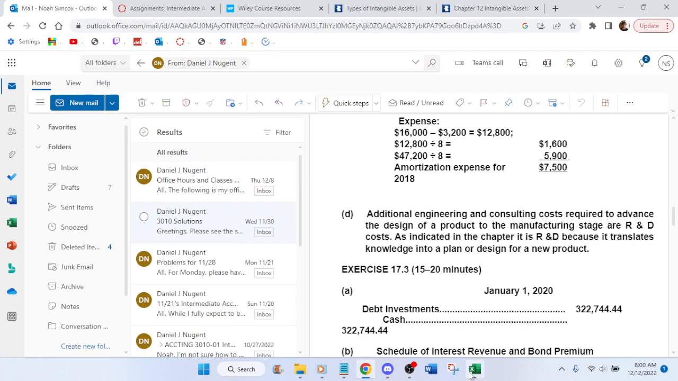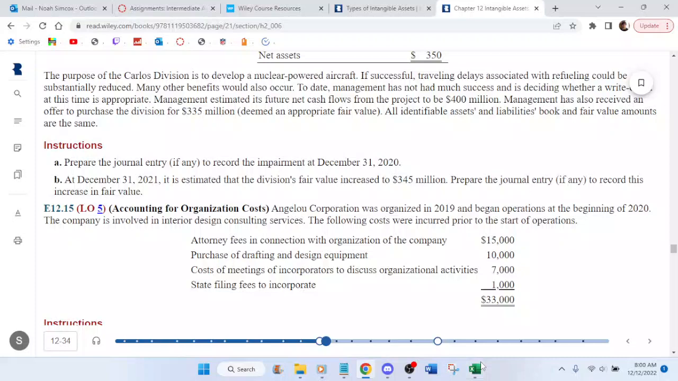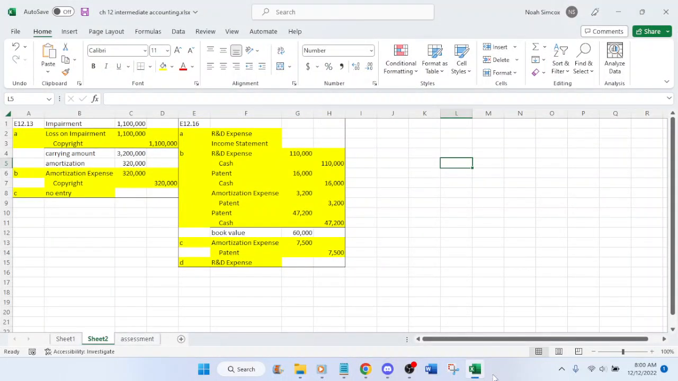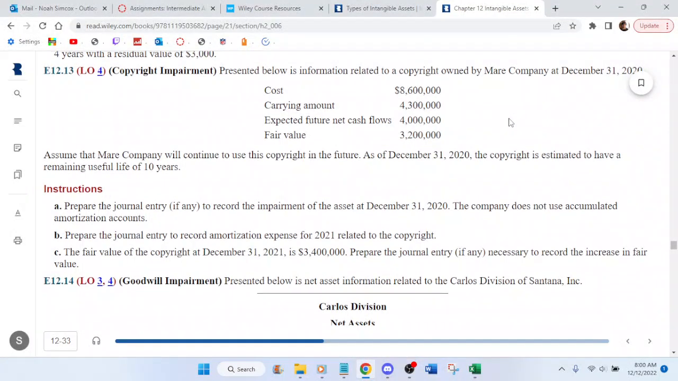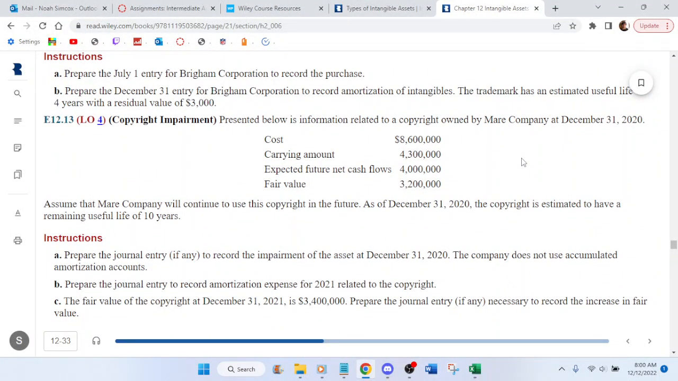So looks like I did both of those questions correctly. So now we will actually go through the questions. 12.13. We have copyrights. I was able to do these questions without any help at all. So, I mean, you would think I would be able to do these questions without having to study it. But let me just look through it.